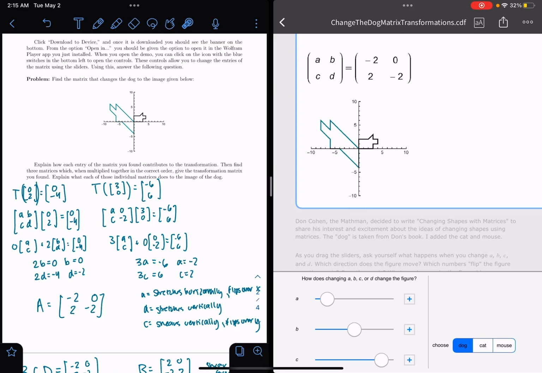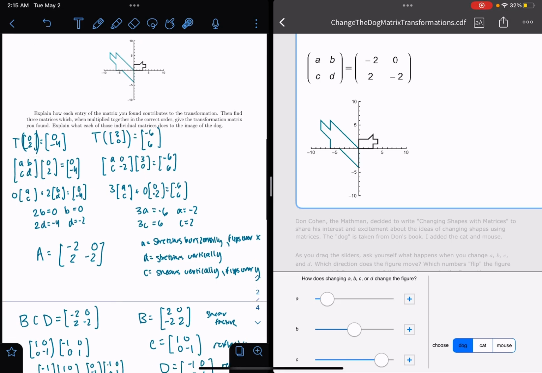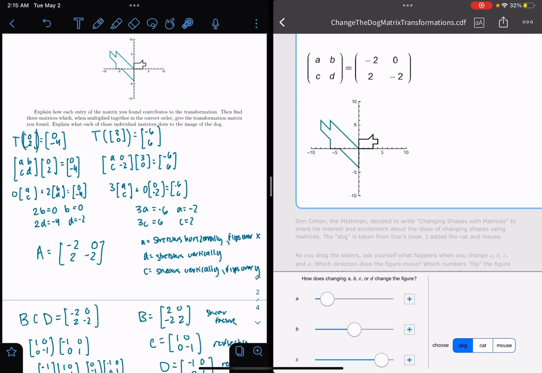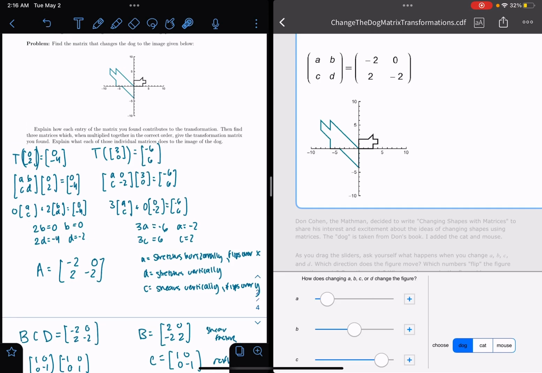So I went ahead and plugged that in for an arbitrary matrix ABCD, and did the arithmetic to solve for as many variables as I could. So I was able to solve for B and D, and then I did the same thing again, but I chose a different vector this time. So that 3, 0 vector, which is right here.